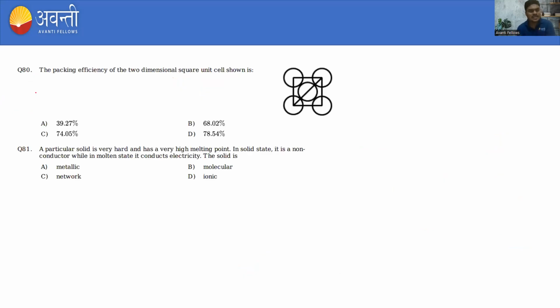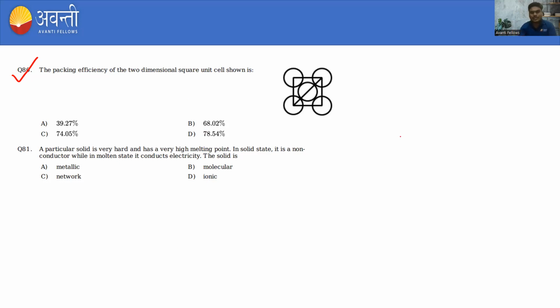Now, let's move to the next question. This question is also from the solid state. Basically, this chapter contains a lot of numerical questions in this paper. According to question number 80, you have to calculate the packing efficiency of the two-dimensional square unit cell. They're not asking three-dimensional, they're asking two-dimensional square unit cell.